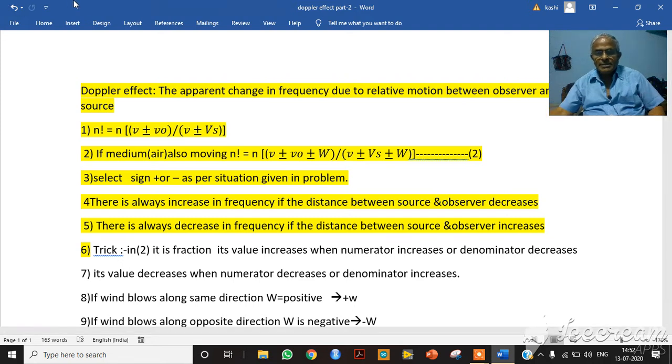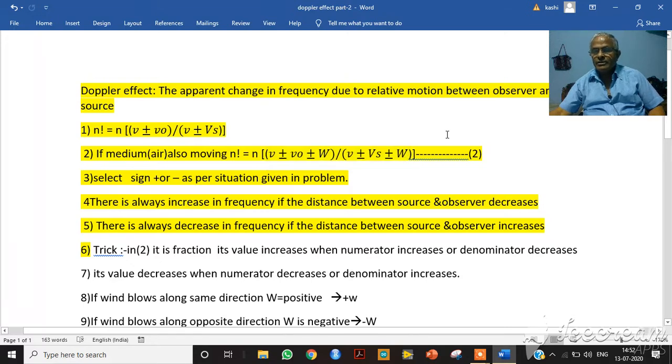In our last class we have seen the definition of the Doppler effect and its equation. The apparent frequency n dash is given by n into (V plus or minus V observer) by (V plus or minus V source). If the medium is also moving, the apparent frequency is given by n into (V plus or minus V observer plus or minus W) by (V plus or minus Vs plus or minus W).